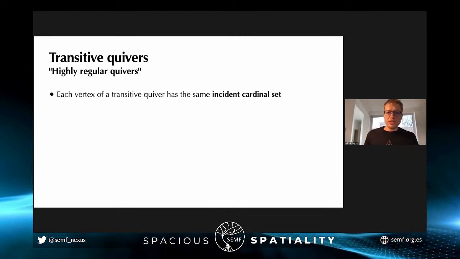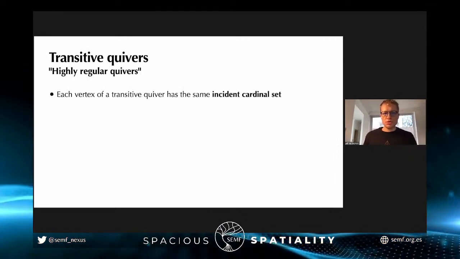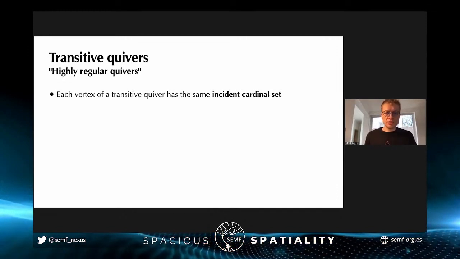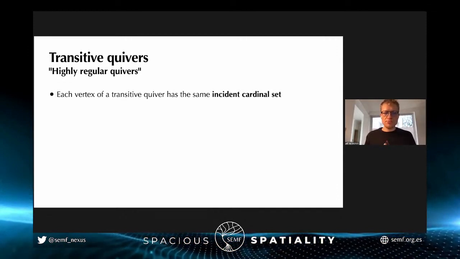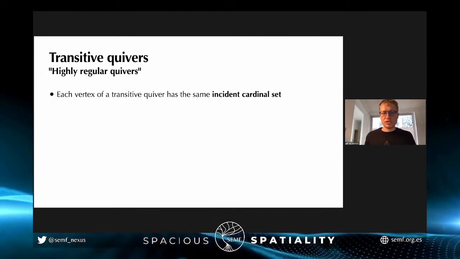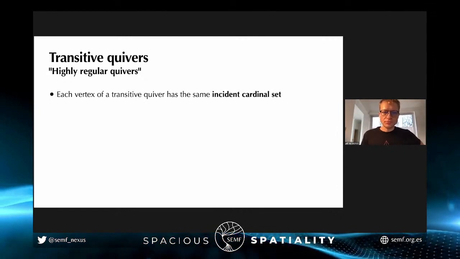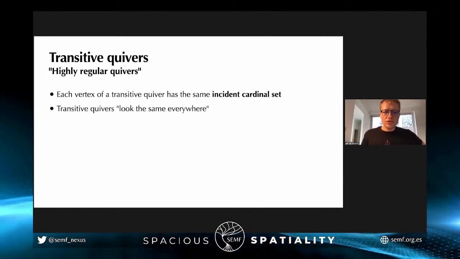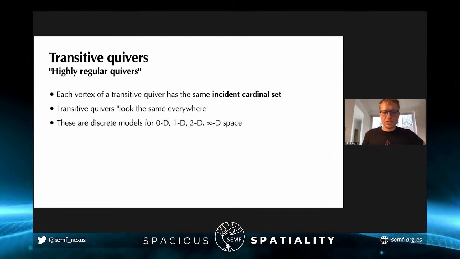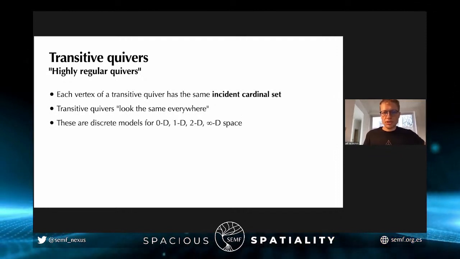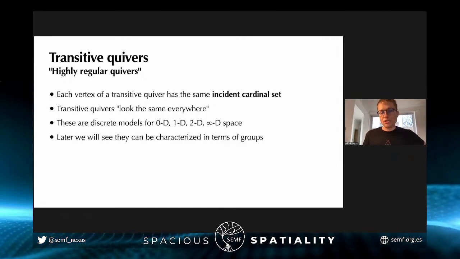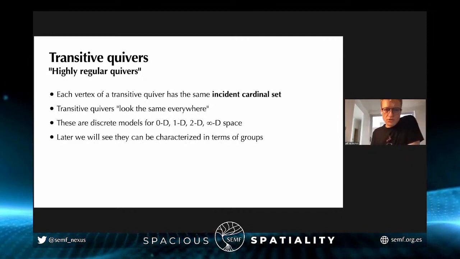Now, transitive curves are the natural candidates for a version of the regular Euclidean space that we're familiar with from continuous geometry. And I'll give lots of examples of these, and we'll see how computational systems can generate these. Essentially, transitive curves look the same no matter which vertex you happen to be looking at. As I mentioned, they were discrete models for finite dimensional space. And we'll see that they can be characterized in terms of groups when I introduce groups later.